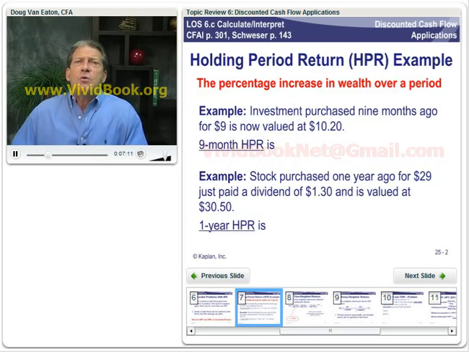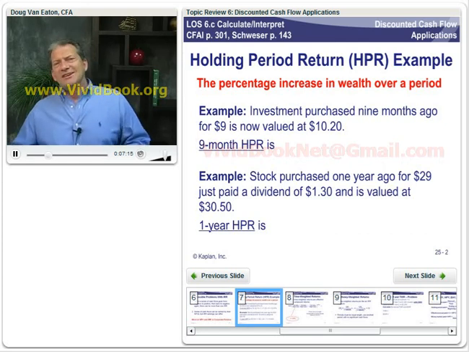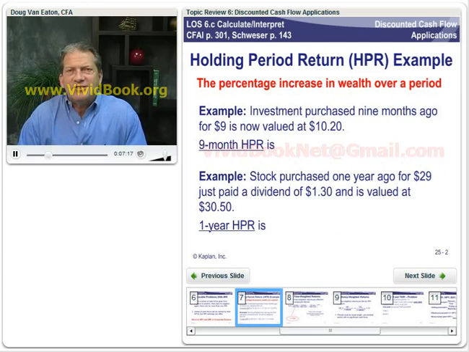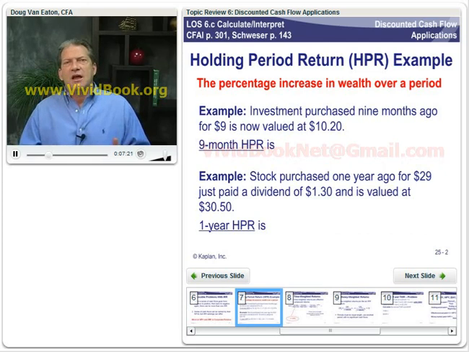Let's take a look. What's a holding period return? A holding period return is simply the percentage increase in the value of something from one time to the next. And that holding period could be 2 days or 2 months or 2 years or 20 years. That's why we call it just generally a holding period return.